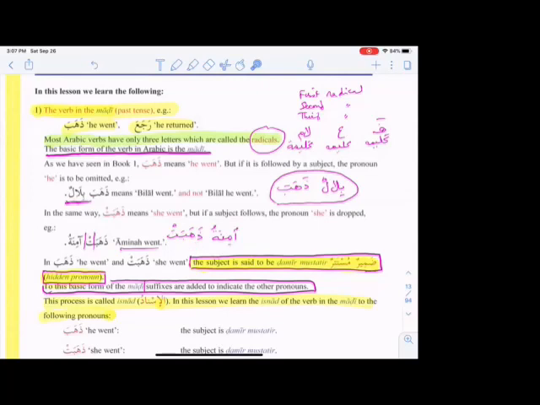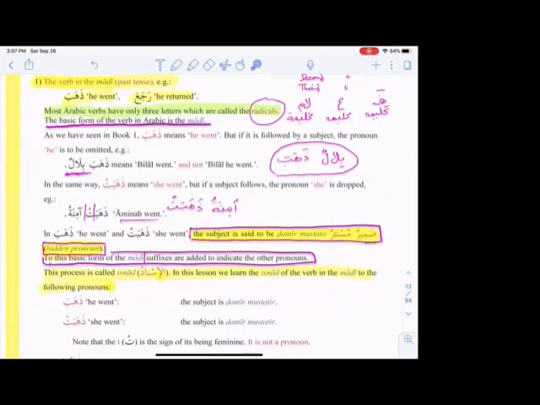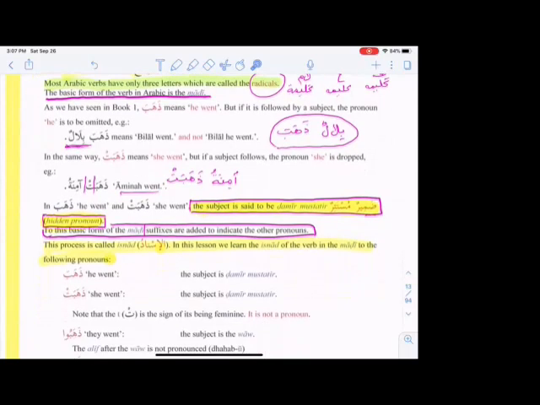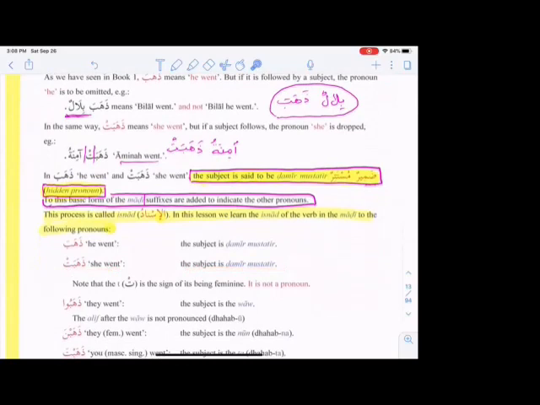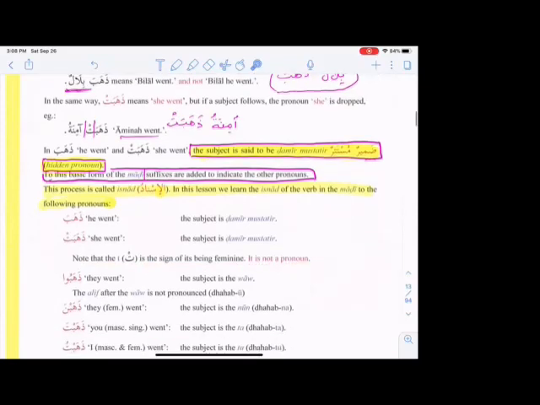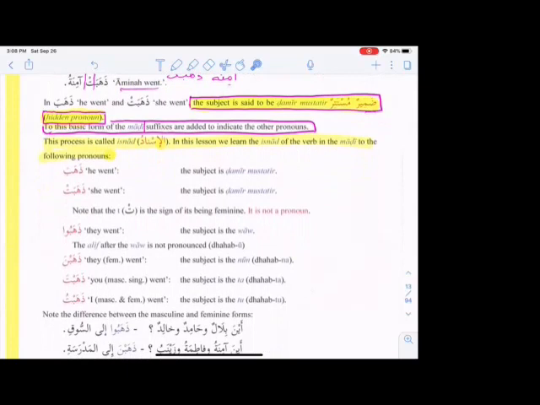But that's not the way we will translate. We'll say Amina went. But this is the special factor of learning the verbs and the sentences. So inshallah, you will keep that in mind, and I'll keep on reminding you. Zahaba, he went. The subject Fa'il is Damir Mustatir. Zahabat, she went. The subject is Damir Mustatir. Note that the ta is a sign of being feminine. It's not a pronoun. So now we have Zahabu, Zahabna, Zahabta, Zahabtu.